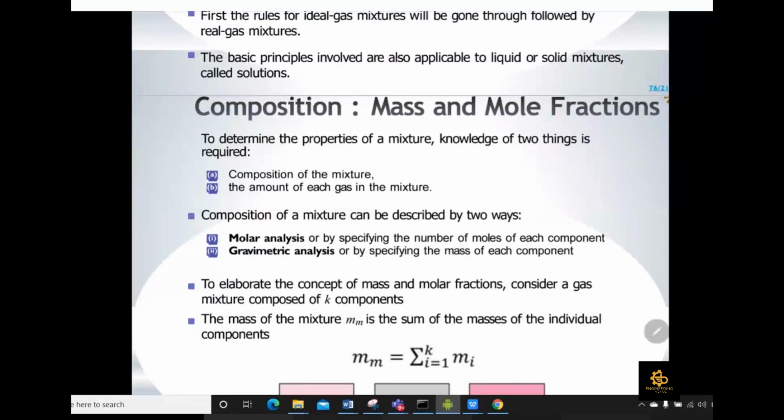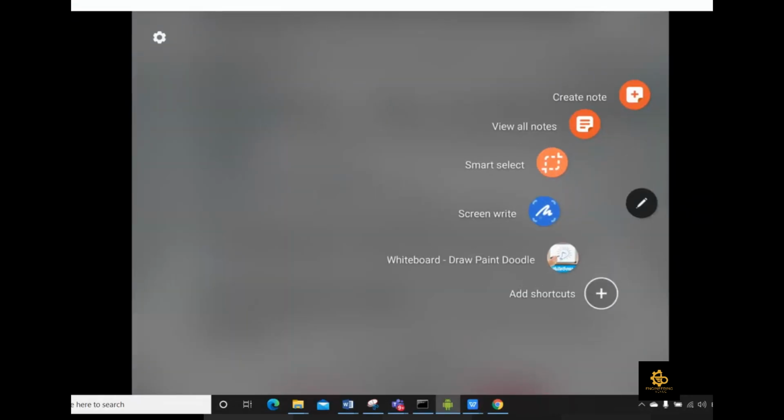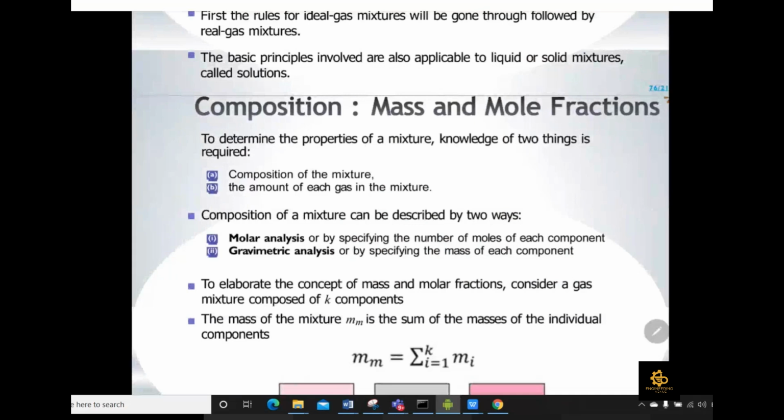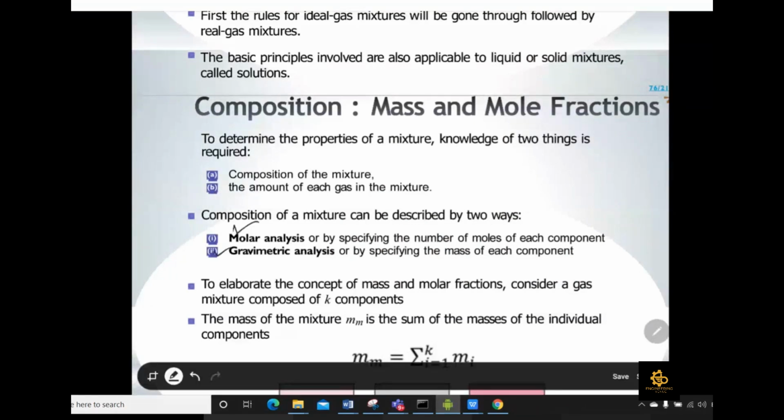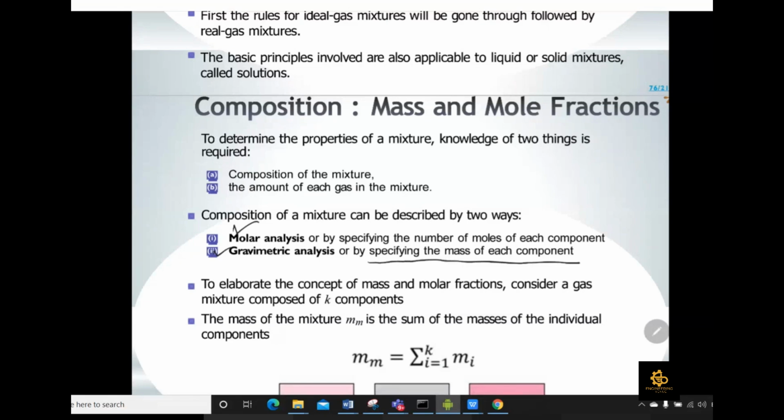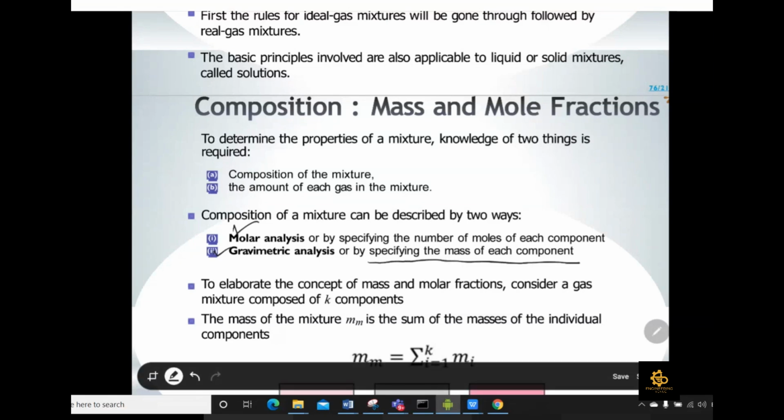So now whenever we have to deal with the composition of the mixture, there are two procedures. One is the molar analysis, one is the gravimetric analysis. Gravimetric analysis is by specifying the mass of each component. If you notice in this question, we found the mass fractions. We did not find the mole fraction. If it is mentioned that we have to do the molar analysis, then you have to specify the number of moles of each component rather than the mass of each component.